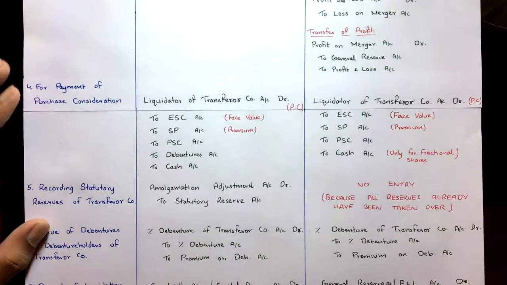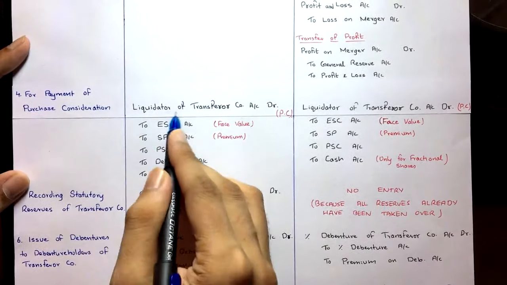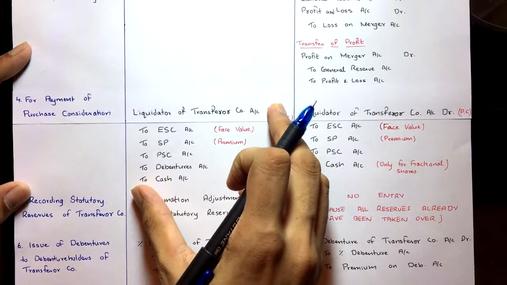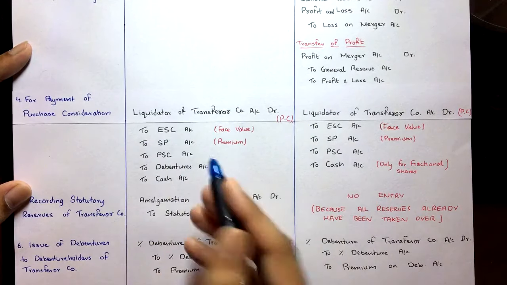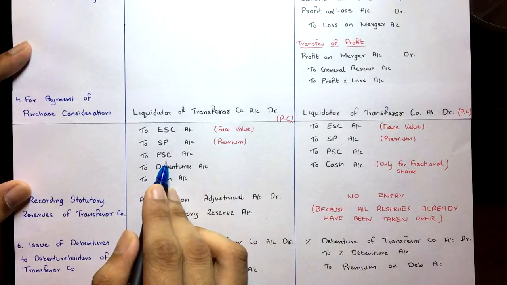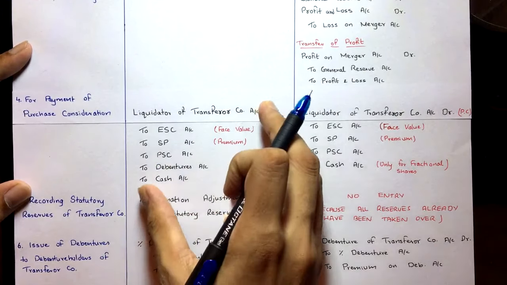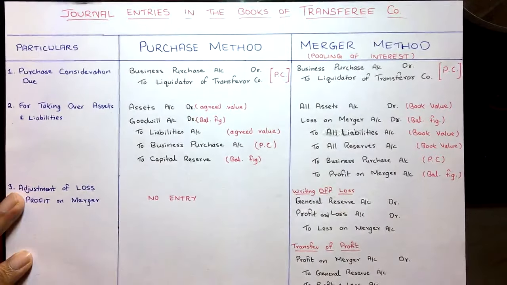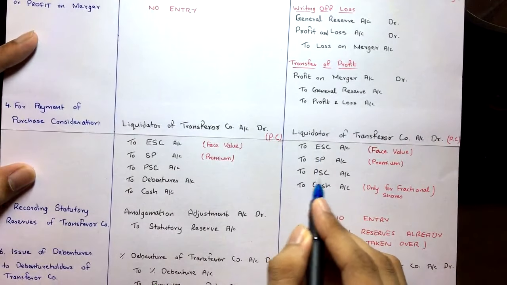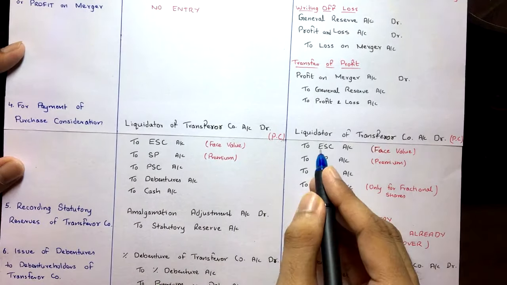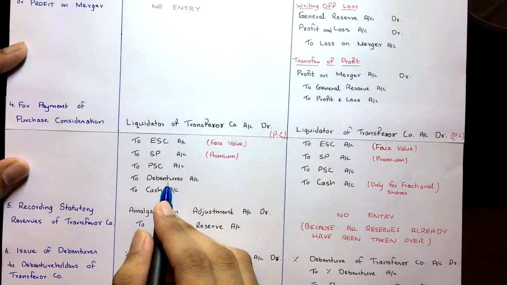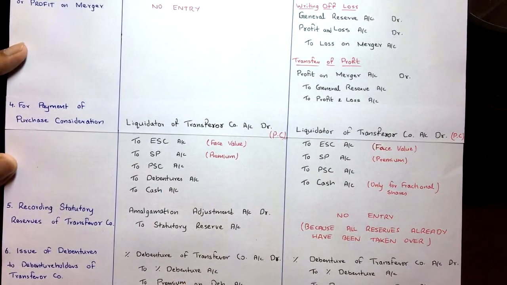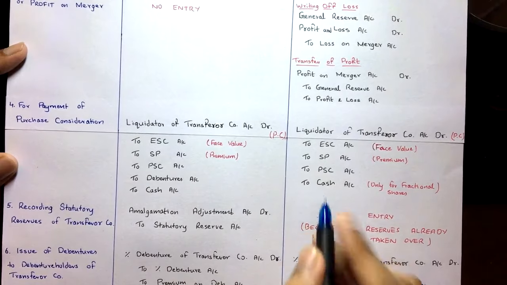तो उसका मतलब, see here, the entry would be, liquidator of transfer company account. In the purchase method, we can give anything, equity share capital, and if the issue is at more than the face value, then that would go to premium, and then preference share capital, debentures, cash, anything we can give in the case of the purchase method, there is no condition, nothing. But in the merger method, there is a condition that only equity shares and only preference shares. Yes, equity shares to equity shareholders, preference shares to preference shareholders. इसका मतलब you can't give debentures, you can't give cash. Yeah, but why have I taken cash over here? I will come to that.